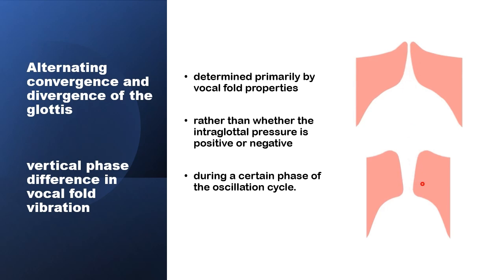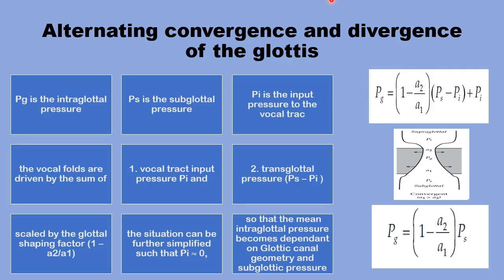Important to know that this vertical phase difference in the medial ends of the vocal fold is actually an intrinsic property of the vocal folds itself, due to its geometry and the mechanical properties of the material forming the vocal fold. So it's an intrinsic property of the vocal folds itself. And now let's see how this proposed mechanism can actually explain the self-sustained oscillation.